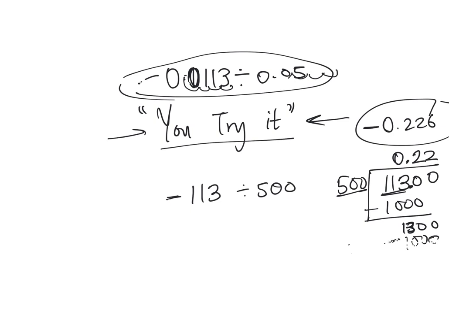And we bring down that 3 again. And then 500 goes into 3,000. So the rest of the work you can show, and then let me know if you have any questions on this one. So the answer is negative 0.226. Rounding is a great skill to have, so let's talk about rounding.